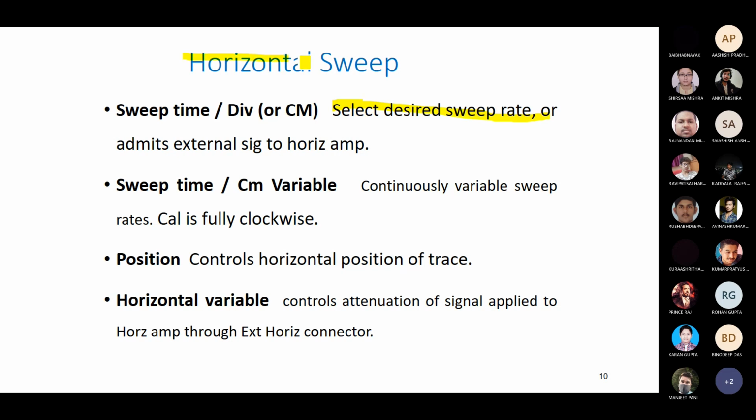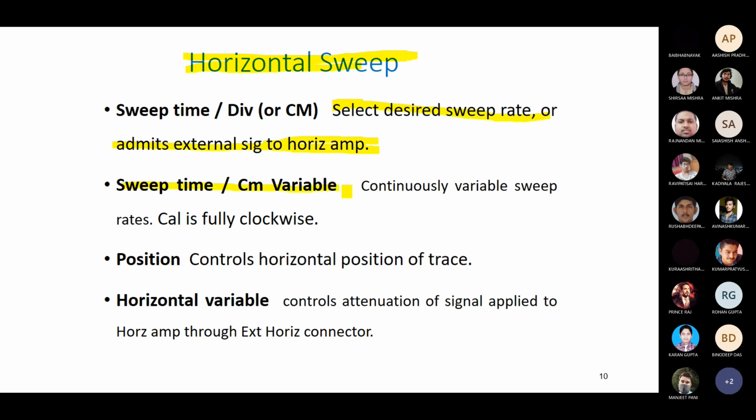You have to select based on the sweep duration. Based on the sweep duration, you are able to measure the signal for a constant duration. Whichever duration you want to measure, you are able to get the value. Admit the external signal to horizontal amplitude.